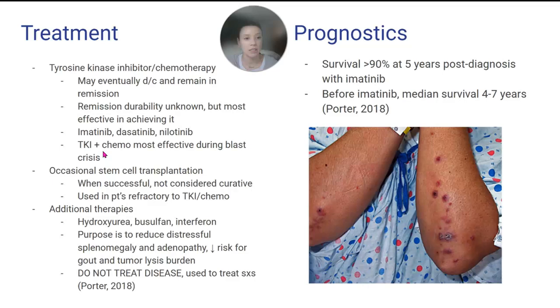During blast crisis phases, you can use the TKIs plus chemotherapy for the most effective treatment. If these fail, we can go on to the occasional stem cell transplantation, excuse me. And then there are other additional therapies to treat the symptoms of CML. These do not treat the disease, such as hydroxyurea, busulfan, or interferon. But since the usage of these treatments, survival has increased to greater than 90% at 5 years post-diagnosis. But before that, median survival was about 4 to 7 years.